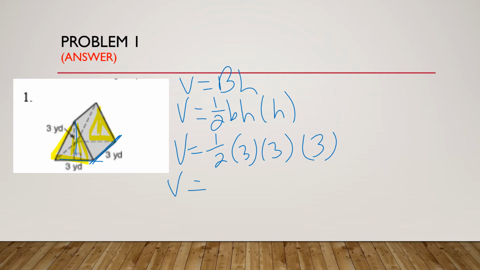So if we take 1/2 times 3 times 3 times 3, we end up with 13.5. And we're measuring in yards, and since it's volume, it would be yards cubed.